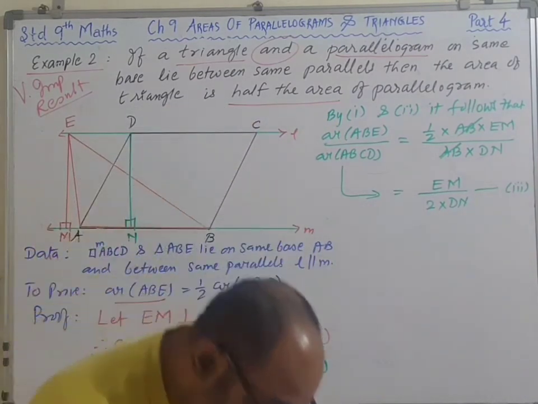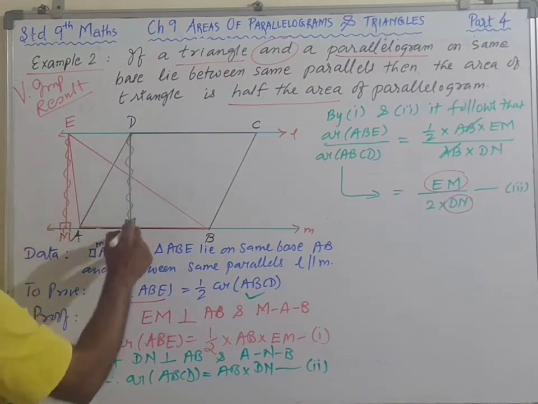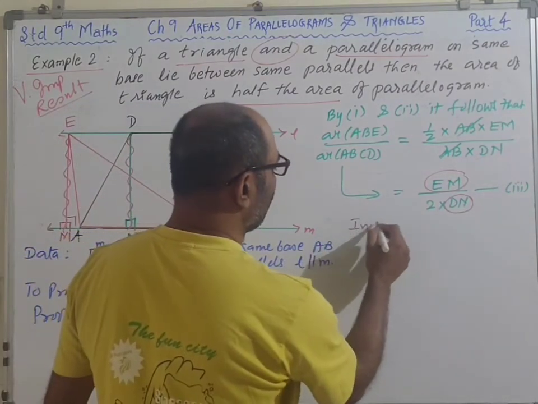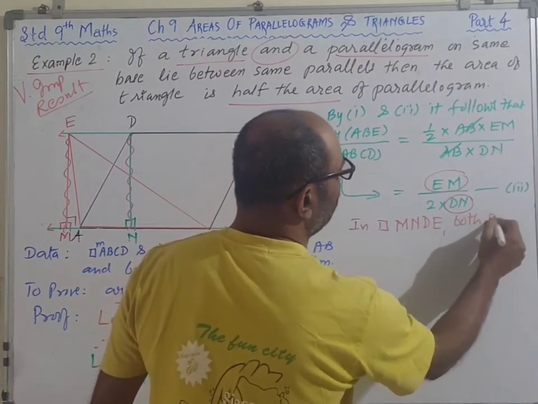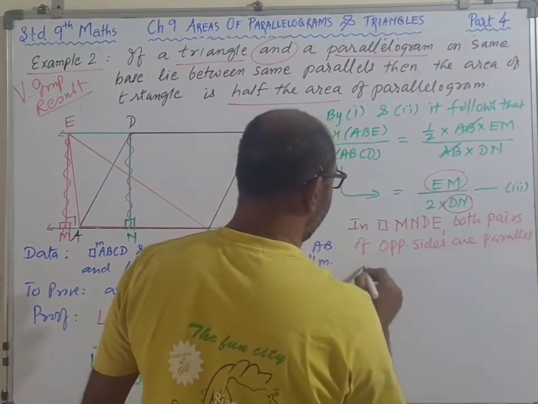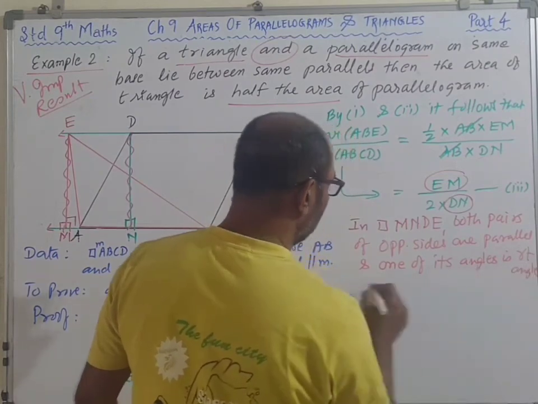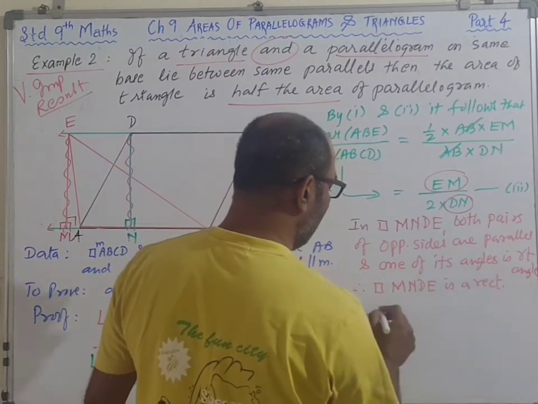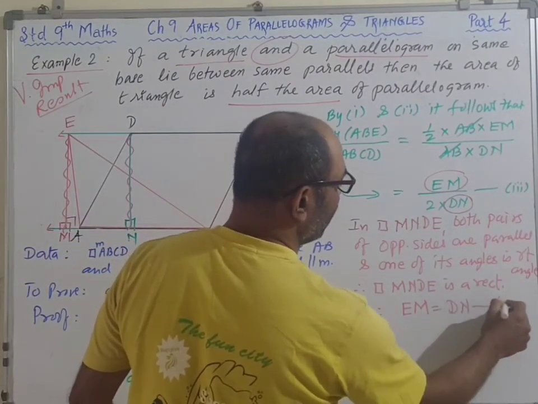Now if you look at EM and DN, EM is this and DN is this, so quadrilateral MNDE, it's a rectangle, हम प्रूव कर चुके हैं. So in quadrilateral MNDE, both pairs of opposite sides are parallel and one of its angles is a right angle. Therefore, quadrilateral MNDE is a rectangle. Therefore, ME equal to DN या EM equal to DN. Call it result number 4.